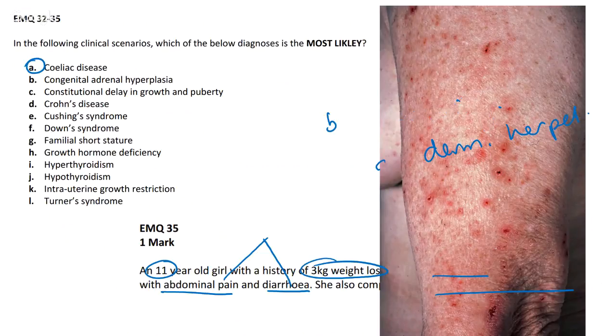Now, does it look like that to 11-year-olds? Dermatitis herpetiformis is generally described as itchy rather than painful. Painful is more like erythema nodosum. Okay, feel free to debate it.